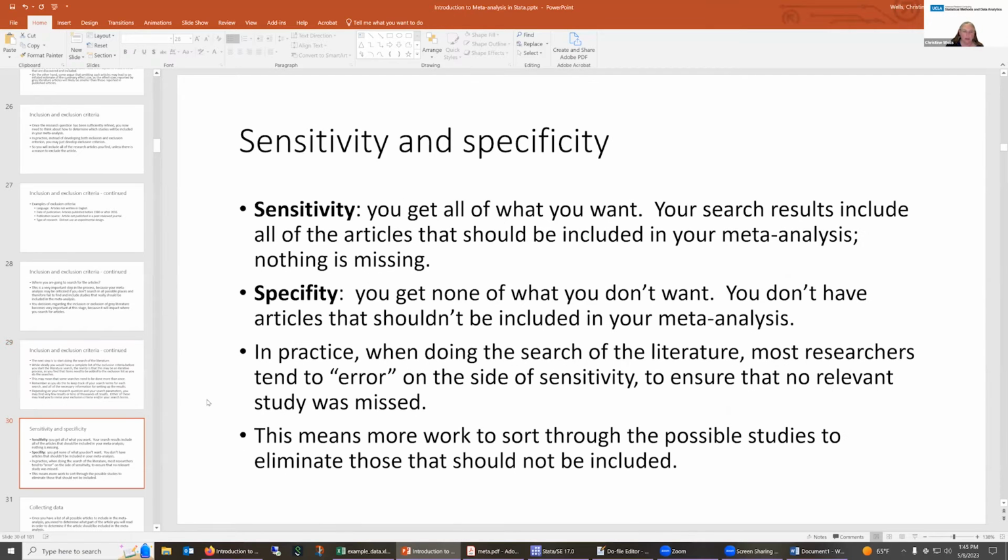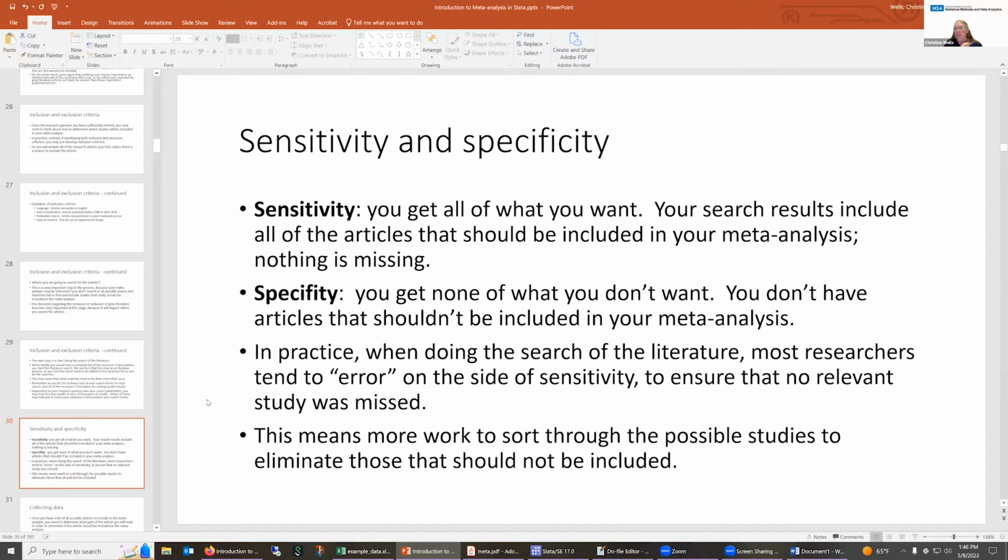All right, so we're talking about the results from the databases, and we need to talk about sensitivity and specificity. There's lots of definitions of these terms, but here are the definitions that I like best. Sensitivity is getting all of what you want. I mean, who wouldn't love that? I get everything that I want. What could be better? In meta-analysis, what this really means is that your search results include all of the articles that should be included in your meta-analysis. In other words, nothing is missing. All of the stuff that should be there is in your results.